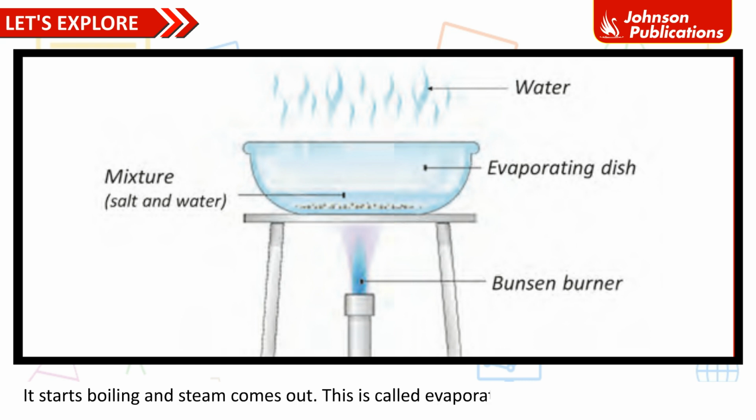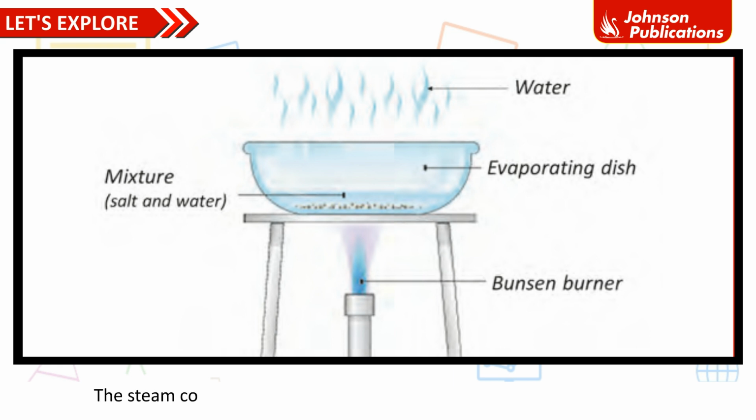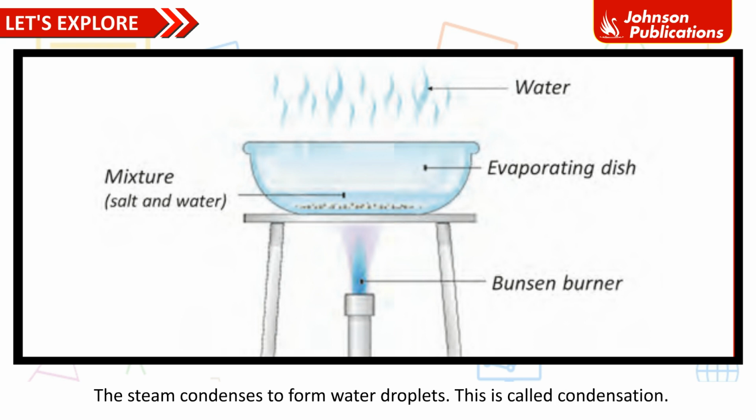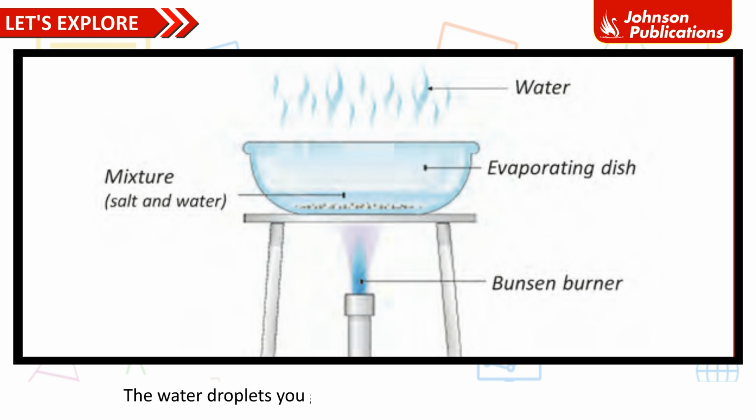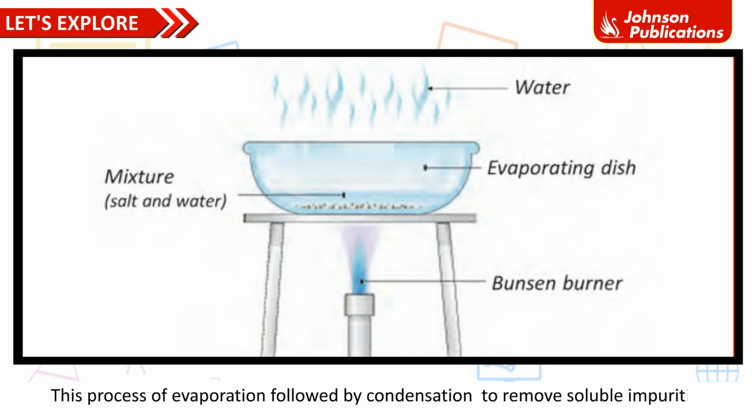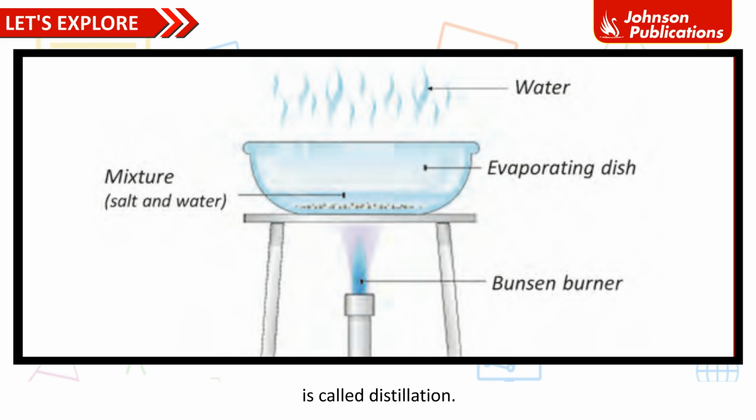This is called evaporation. Hold a plate over the dish. The steam condenses to form water droplets. This is called condensation. The water droplet you get is pure water, free from all impurities. The salt or sugar is left behind in the dish. This process of evaporation followed by condensation to remove soluble impurities is called distillation.